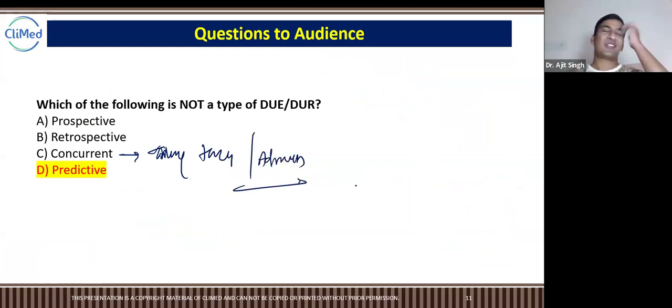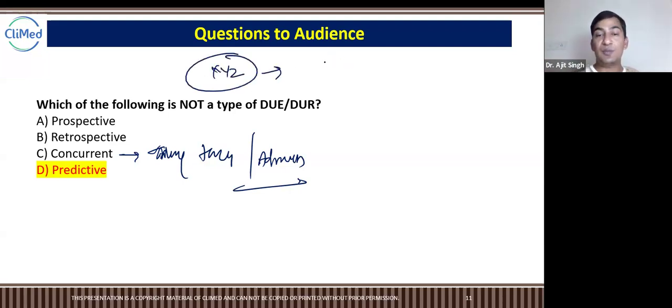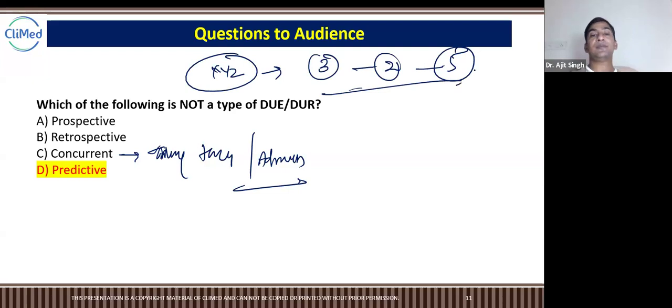Let me tell you one more example here. I'm trying to tell you the very basics of DUR. See, one patient, again, suppose XYZ has multiple medications. Suppose he has to take 3 tablets in the morning, 2 tablets in the afternoon, and 5 tablets in the evening.